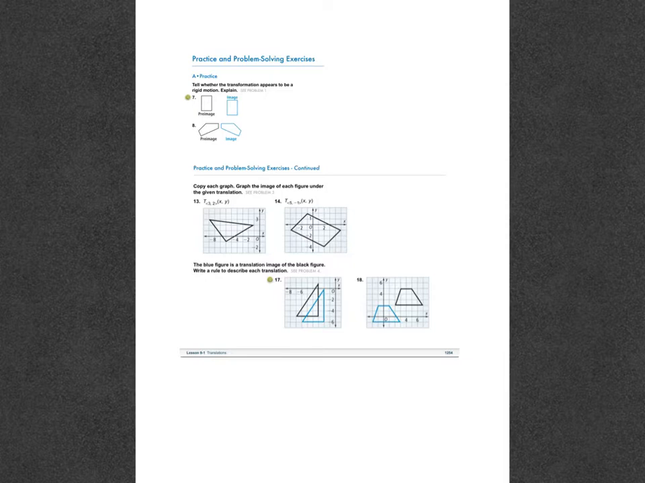So the very first one, number 7 and 8, just said to identify whether it was a rigid transformation. So remember, rigid means that the size doesn't change, and so both of these are actually rigid. And the reason is because they're the same size, or the size didn't change.